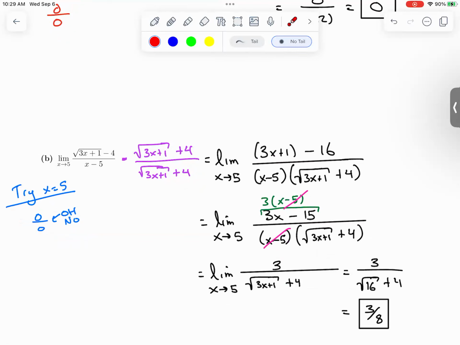We're all good. Plug it in. You get 3 over the square root of 16 plus 4, or 4 plus 4, so 3/8. And that is our answer. Any questions on that?